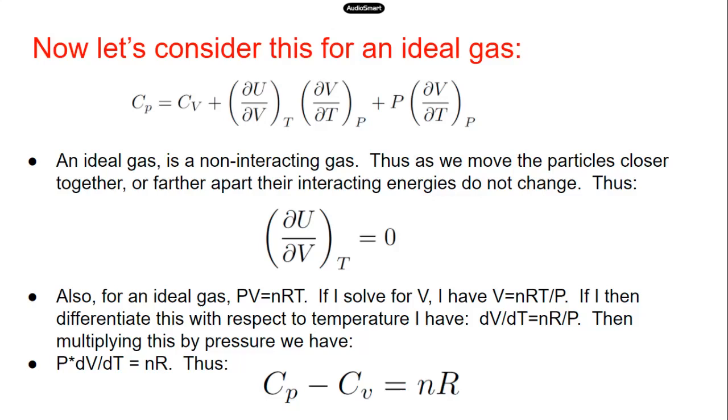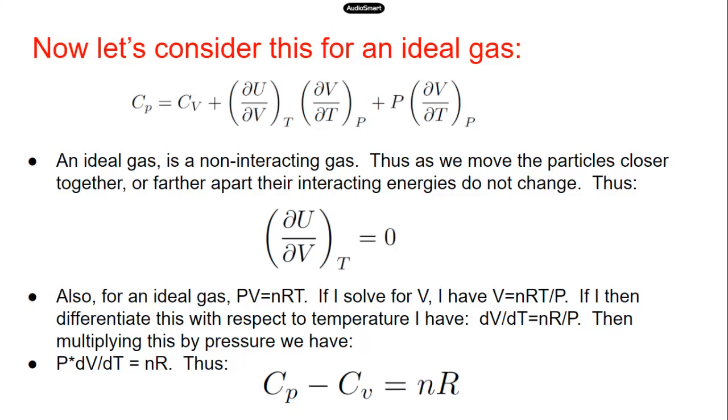Similarly, if we push these particles closer and closer together, again, since they're not interacting, the change in internal energy is still 0. And okay, that should make sense. Great. So since for an ideal gas, du dv at constant temperature is 0, this whole term here is 0. Okay, so we have Cp minus Cv is just equal to P dV/dT at constant pressure.